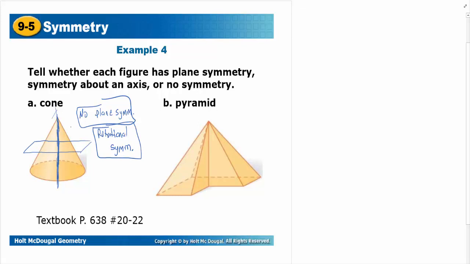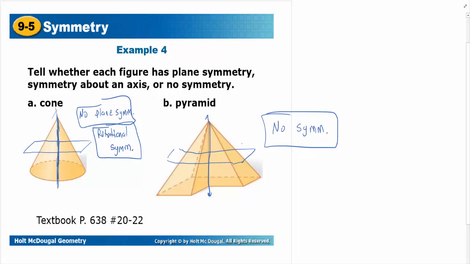Again, in that case, it would actually be infinite, because no matter how you rotate it, it's going to look the same. So this one, if I try to draw my line down the middle here, this figure is kind of missing a hole in the pyramid. So this is going to have no rotational symmetry. And the same thing, if I try to draw a plane through that, it's not the same on top and bottom. So this has no symmetry at all.